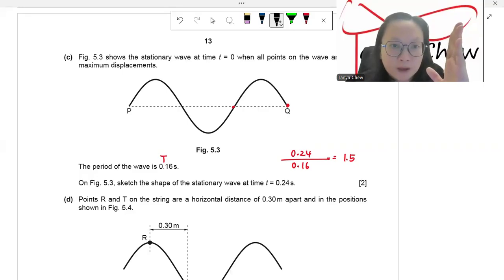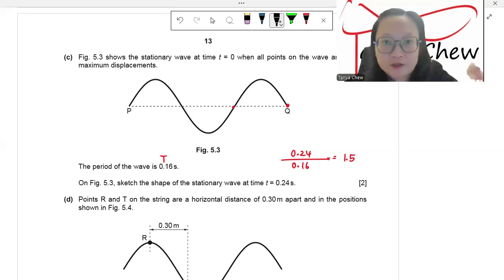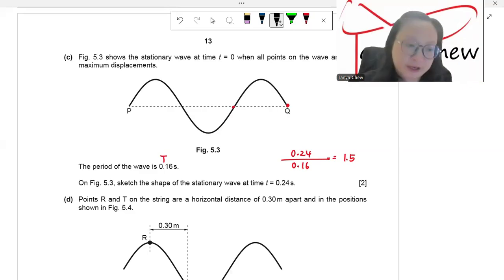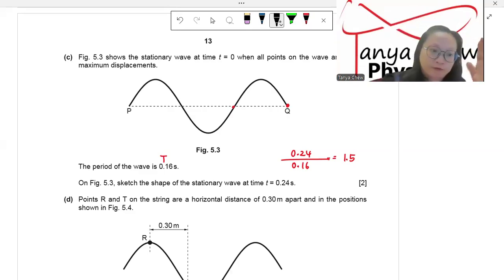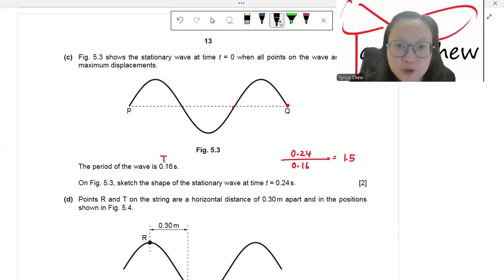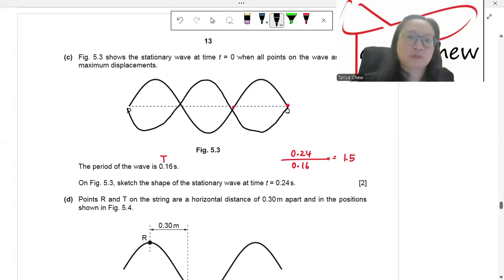When the vibration generator is just about to send another wave, start from P. This wave will be reflected back. So you will see that they will coincide with each other. So this is the one that you have to draw. I draw it from the front to form a stationary wave.